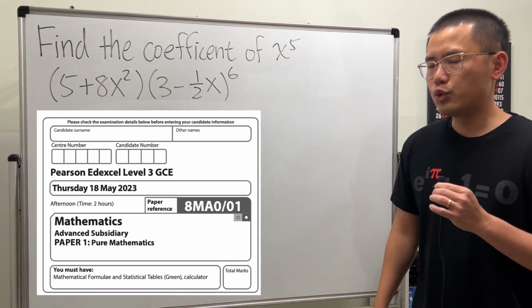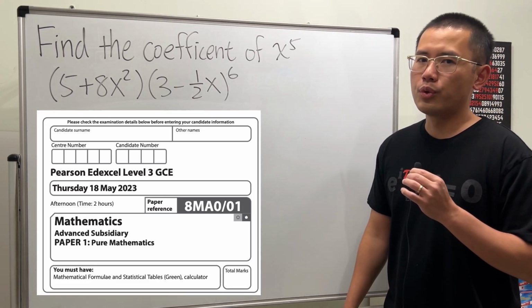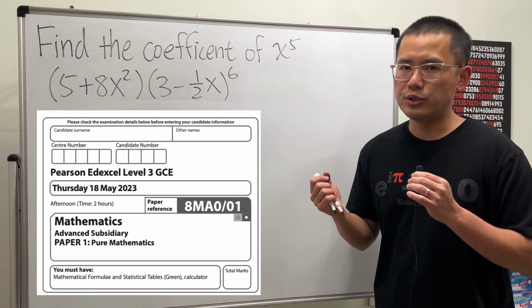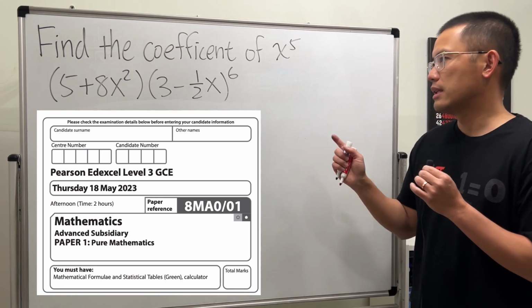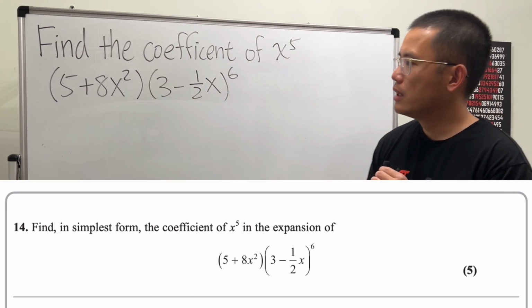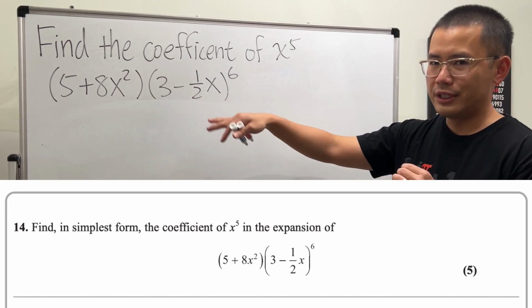So this question is from the 2023 AS level pure math paper, and I think it's really interesting because I haven't done a question like this, especially on this channel before. So let's have a look. We are going to find the coefficient of x to the fifth power if you expand this.